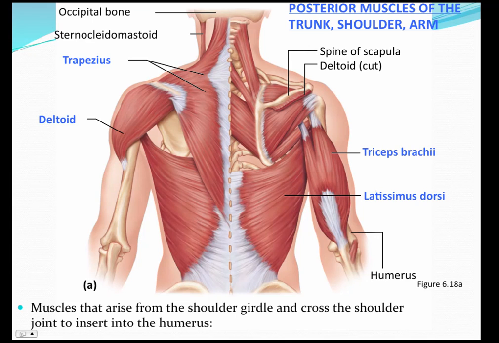Looking at the posterior muscles of the trunk, shoulder, and arm, we're going to start off here with our trapezius. And this is going to elevate, depress, abduct, and stabilize the scapula. Now as this contracts, we're going to bring up the scapula. So bring your shoulders up. And it can also depress it.